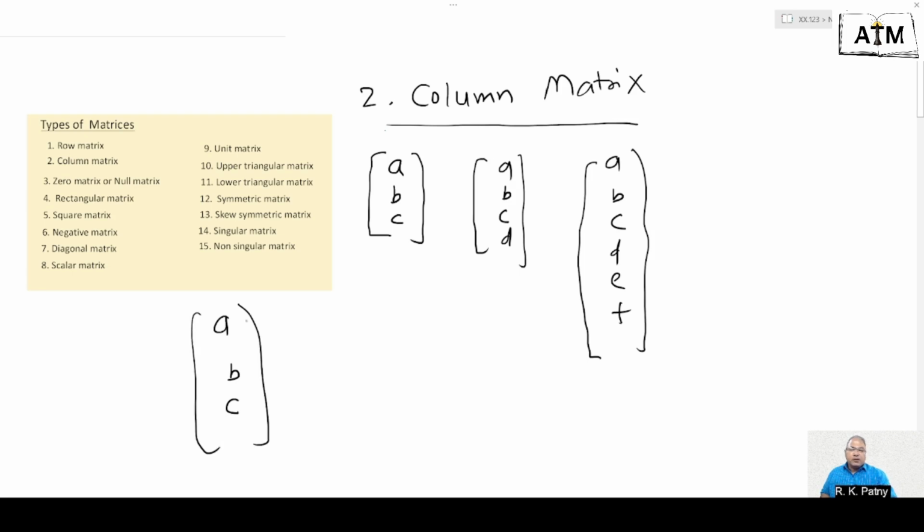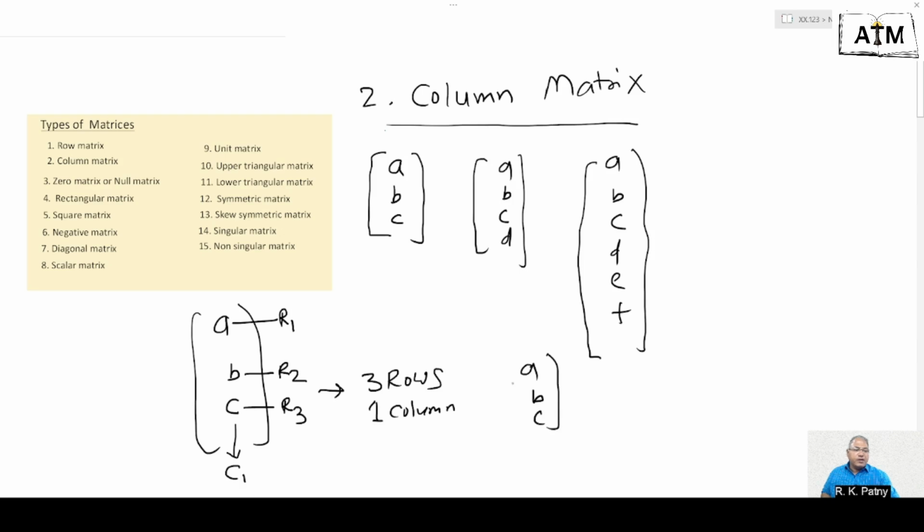And here there is only one column, but this is the first row, R1. This is the second row, R2. This is the third row, R3. But there is only one column, therefore it is C1. That means it is having 3 rows and 1 column. So it can be denoted as a 3 by 1 matrix because having 3 rows and single column.